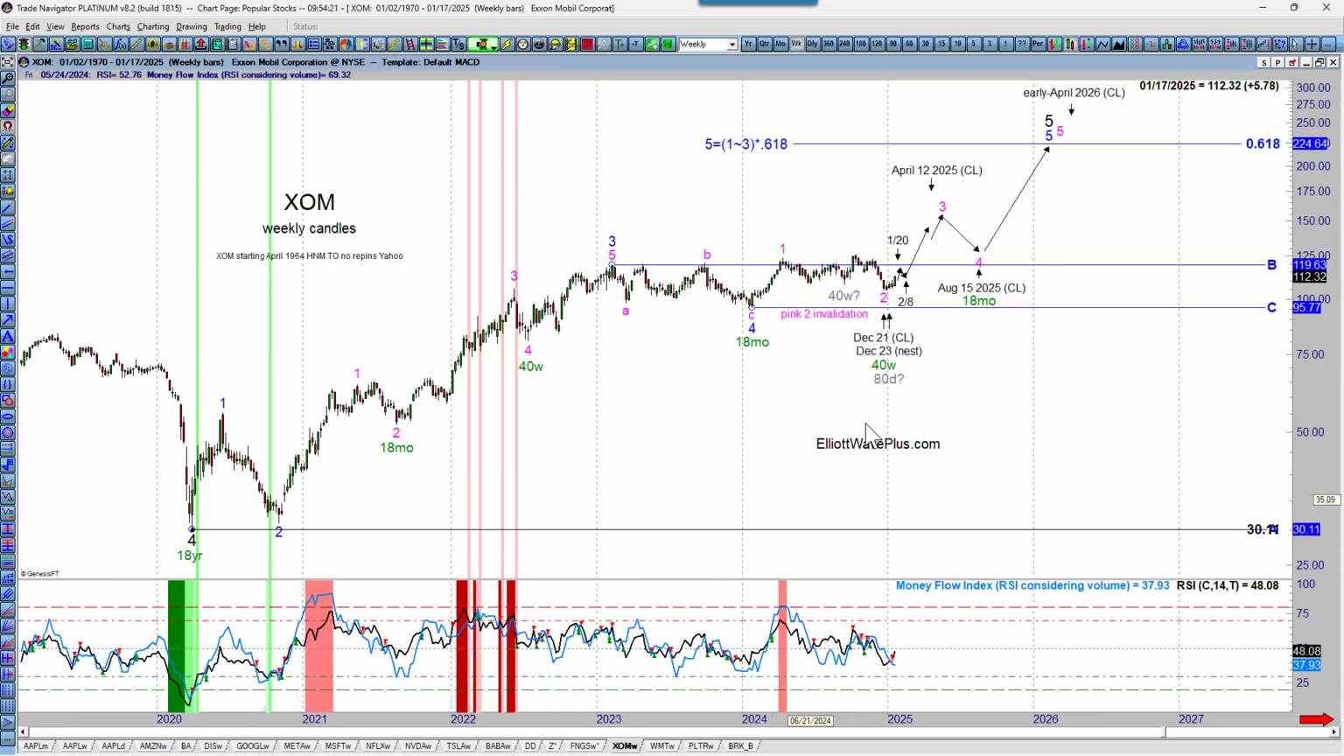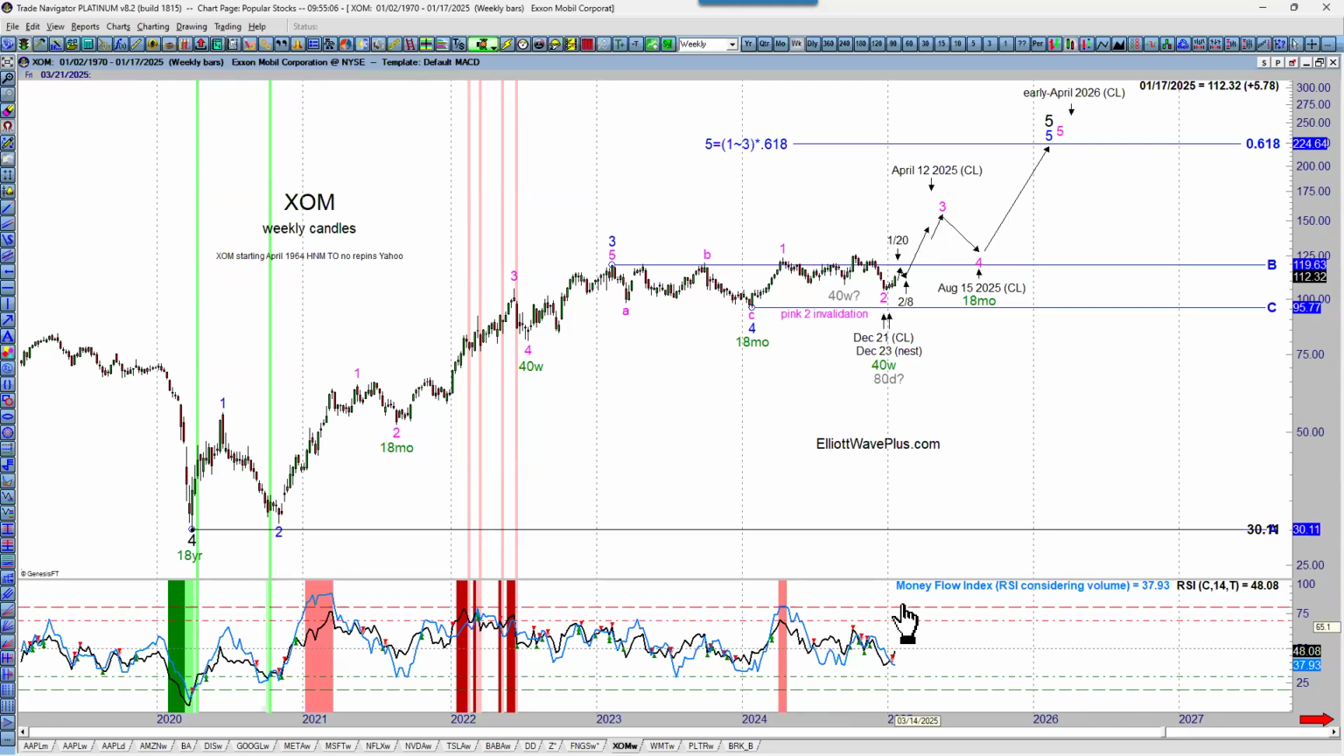ExxonMobil. ExxonMobil has moved up out of that low as I projected, and it's due for a pullback now down to around February 8, and then looking at more upside into mid-April on ExxonMobil. This is a very bullish wave count on ExxonMobil, so up from March of 2021 to 1, 2, 3, 4, 3, expanded flat for 4, then a 1 and a 2, and potentially very aggressive to the upside.